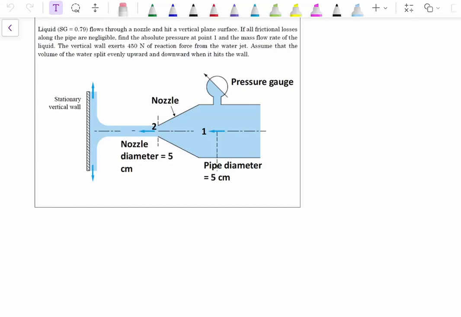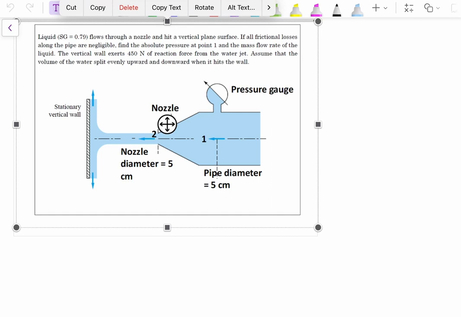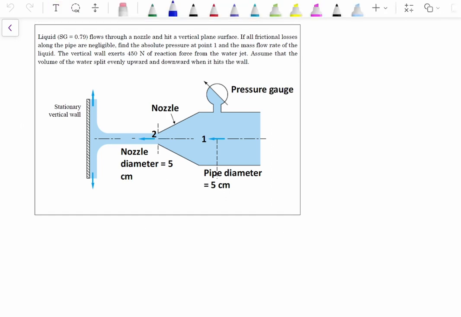Okay, let's do this question. What you have here, the blue color indicates the water. So here you have a pipe. This one should be 10 centimeter. Okay, this is 10 centimeter. Okay, so you have a pipe attached with a nozzle.